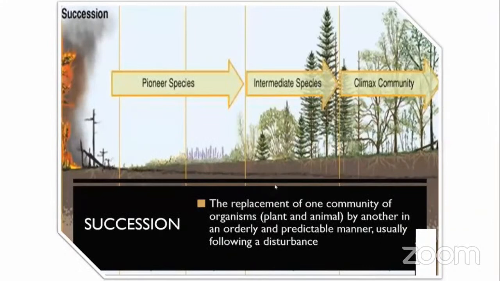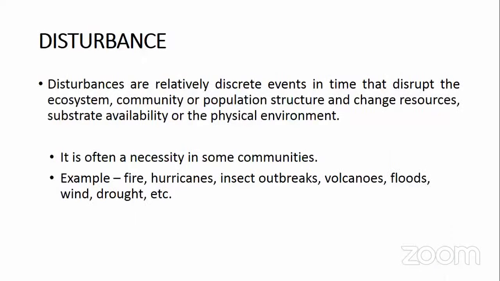You can see here the replacement of one community of organisms, plant and animal, by another in an orderly and predictable manner, usually following a disturbance. So that disturbance could be any natural calamity, fire, etc. So the disturbance is defined here.